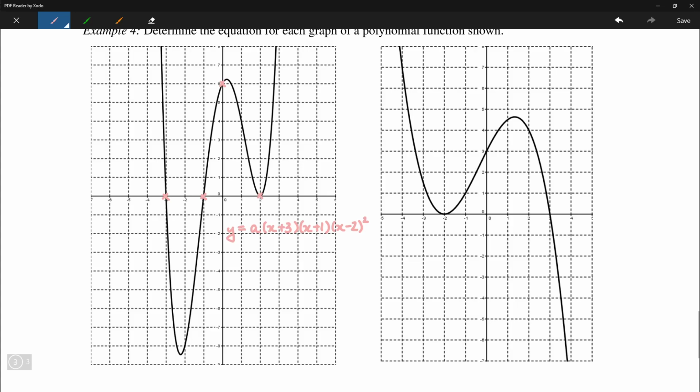All right, from there, we can let x equal 0 and y would be equal to 6, since it is the y-intercept. So this would be 3, sorry, this would be 1, and 0 minus 2, -2 squared is 4. So a would be equal to 1/2 in this case. So putting it all together, the equation of the graph must have been y equals 1/2, and then x plus 3, x plus 1, and x minus 2 squared.